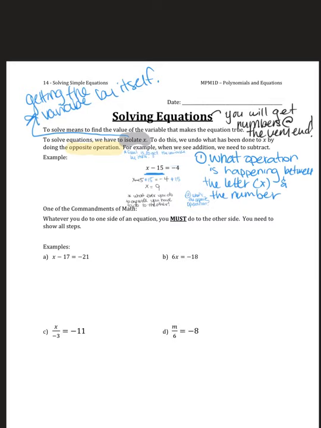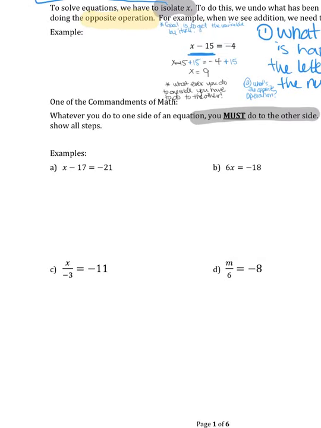So again, I'm just highlighting here that whatever you do to one side, you have to do to the other side. And I always want you to show all of your steps here because guaranteed you're going to stumble, you're going to make some mistakes. That's okay. I encourage the mistake making, but let's see how it's going and where we're getting our answers from. So in my first example, I'm saying x subtract 17 equals negative 21. Okay, so we have x minus 17 equals negative 21.